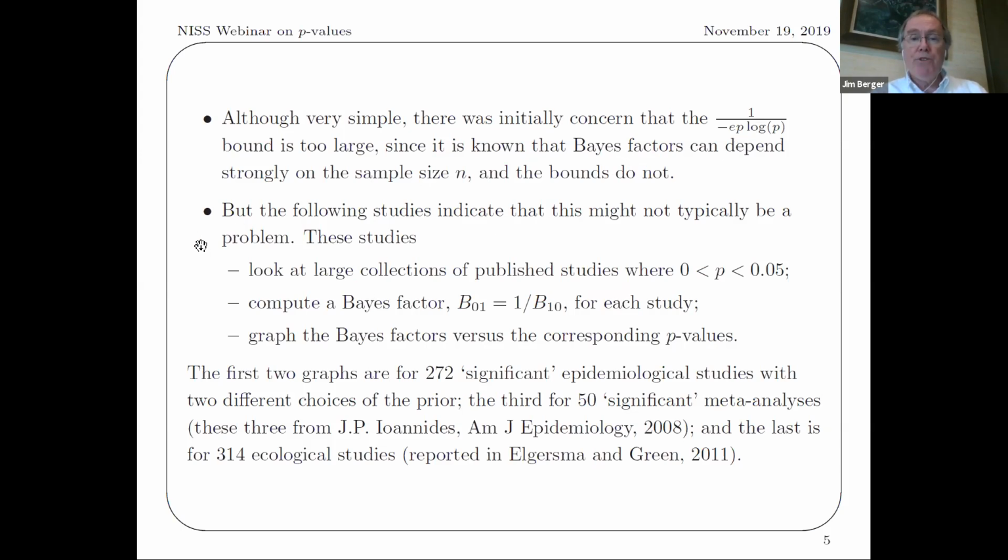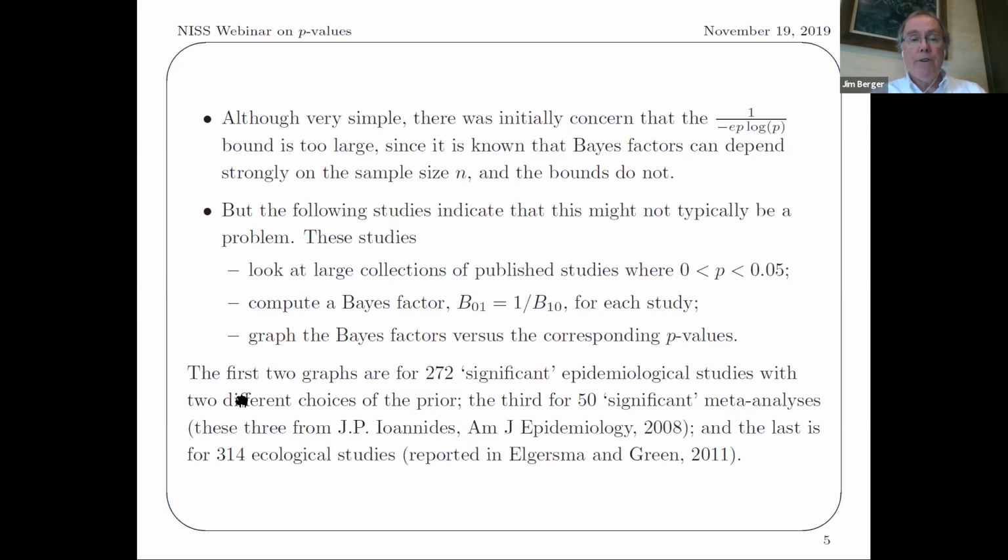Then I ran across some studies from John Ioannidis and others that shed some light on this. These studies looked at a large collection of published papers where the p-value was between 0 and 0.05. For each of them, they computed a Bayes factor also. So they went back and somehow got the data or the sufficient statistics, and they computed a Bayes factor for each study. Now, instead of doing the Bayes factor of the alternative to the null, they did the Bayes factor of the null to the alternative, which is just the inverse. But that's what will be appearing in these graphs. And then they graph the Bayes factors versus the corresponding p-values.